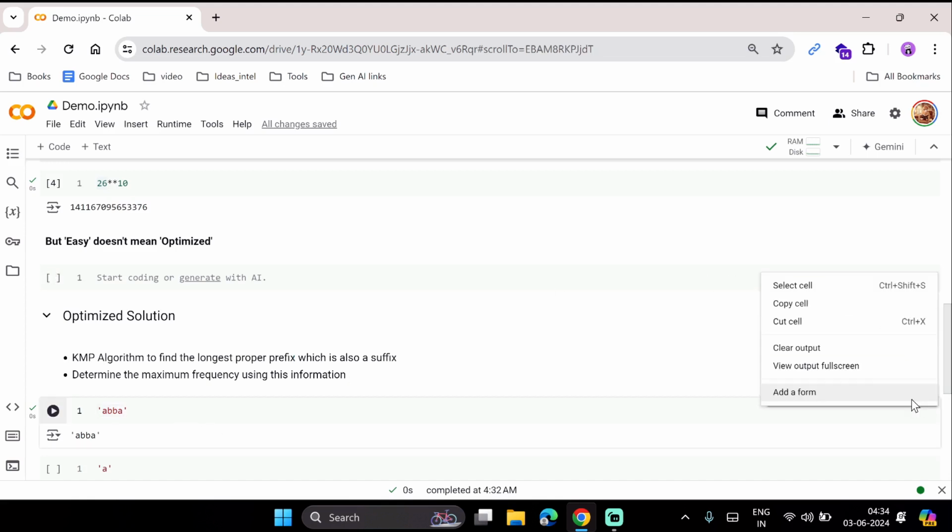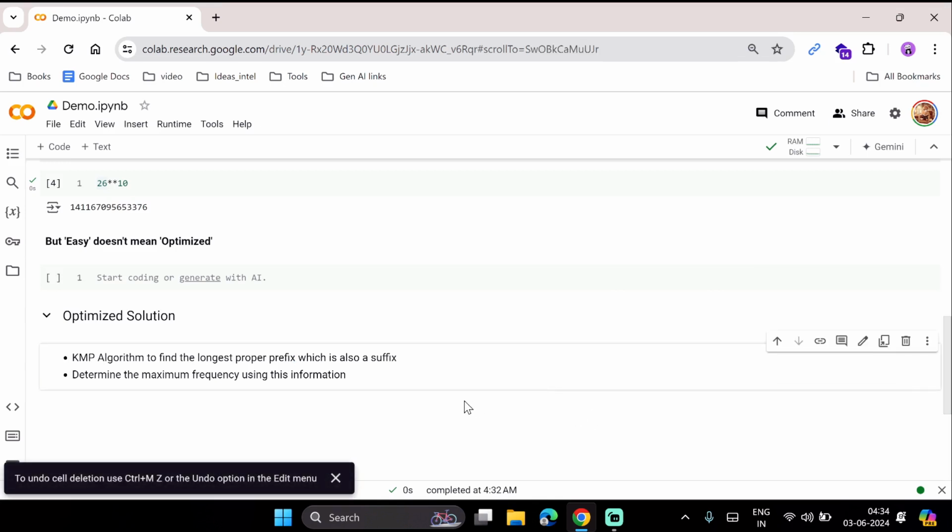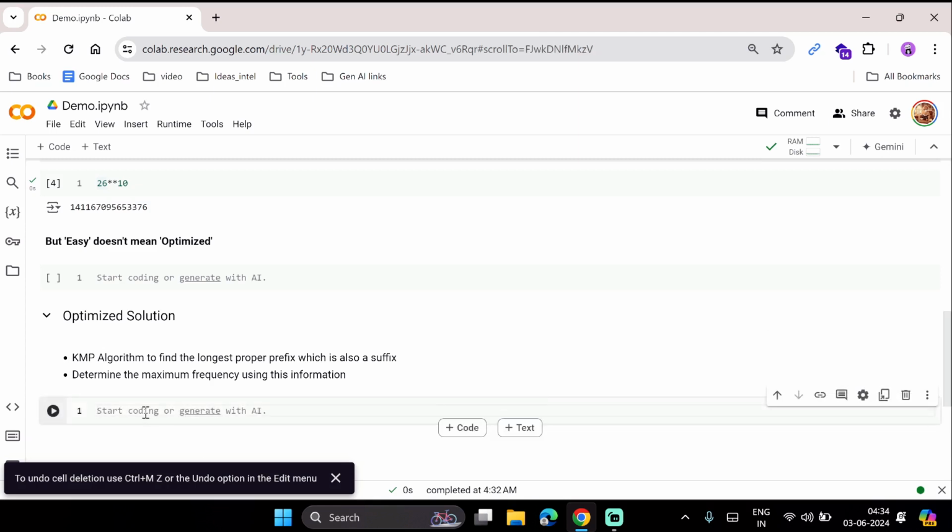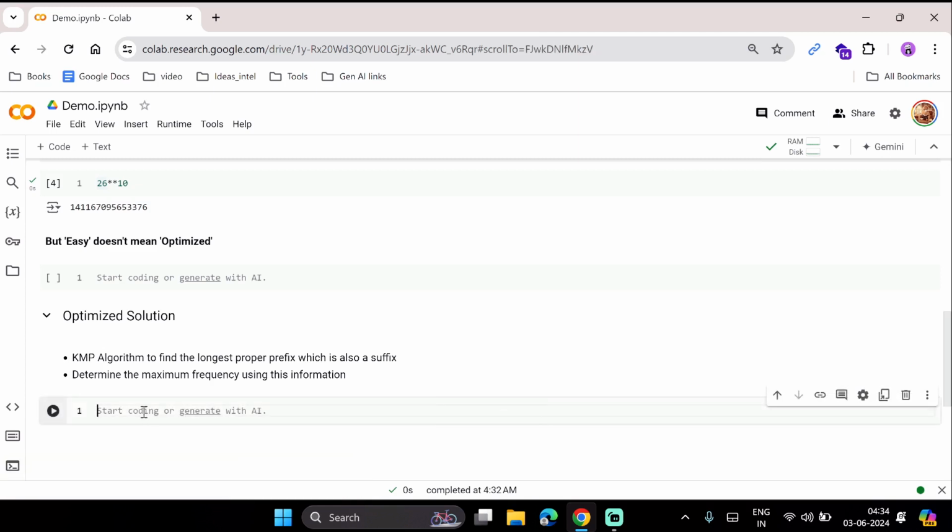So let's get into the code. Let's delete this and start the code. So how does KMP work? I just told you KMP is a way where we find the longest proper prefix. But how do we do it?